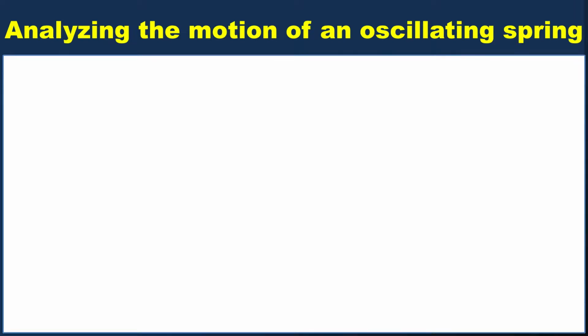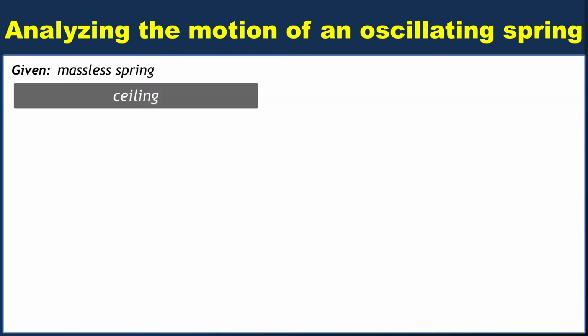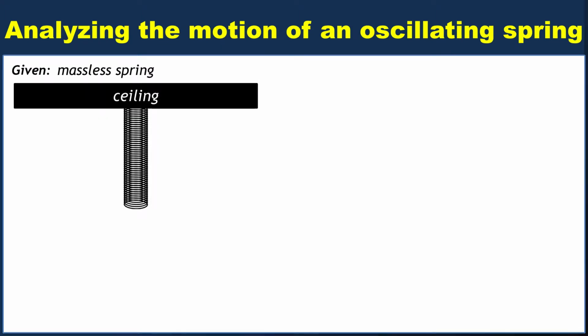In this tutorial, we're going to analyze the motion of an oscillating spring. So imagine that we have a massless spring hanging from a ceiling like so, and its equilibrium length, with no weight attached at the end, is 28 centimeters. Massless in this context just means that the spring does not stretch as a result of its own weight.